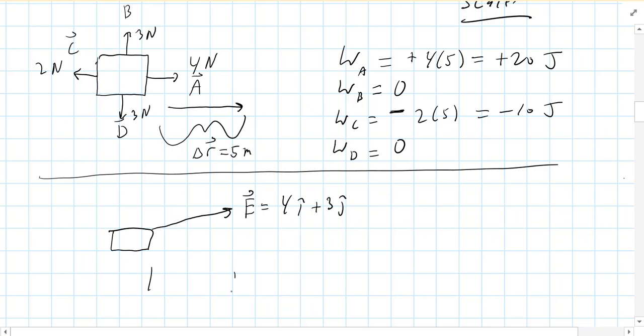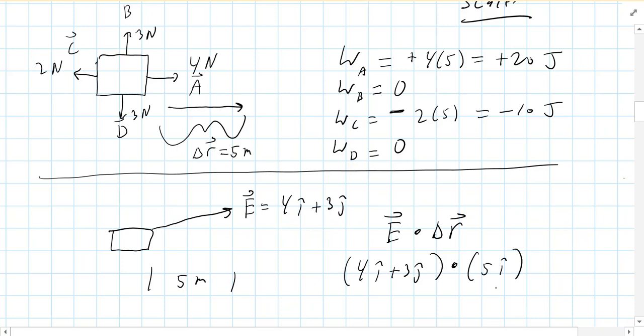And again, let's say we move to the right 5 meters. What's the dot product? What's the work done by force E? Okay, well, how you would write that is you would write E dot delta R. And you would write E out in unit vector notation. So 4i plus 3j dot, and by the way, it's dot, not times, but dot, and then you would say 5i, okay?